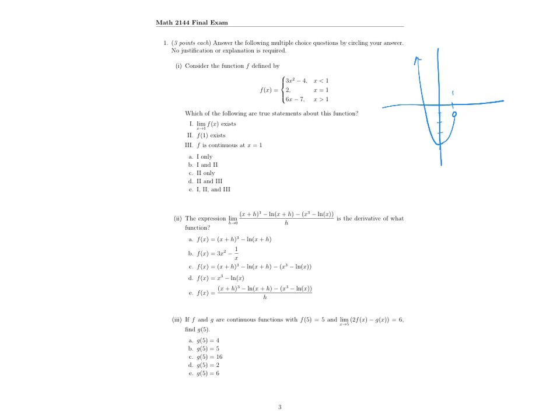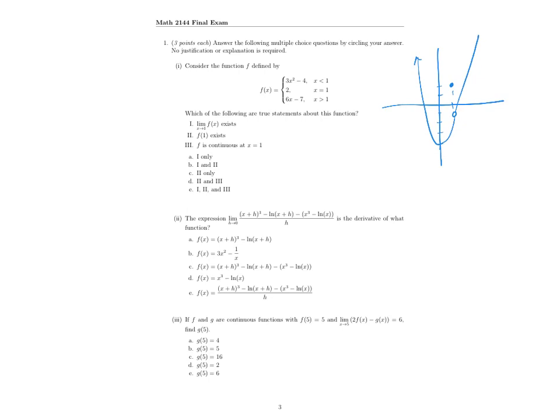Okay. And then when x equals 1, the function is valued at 2. And then we have 6x minus 7 for x greater than 1. So if I plug in 1 into that, I'll have 6 times 1 minus 7, which is negative 1. So this is going to be a line with slope 6. So it's going to be pretty steep, going up like that.